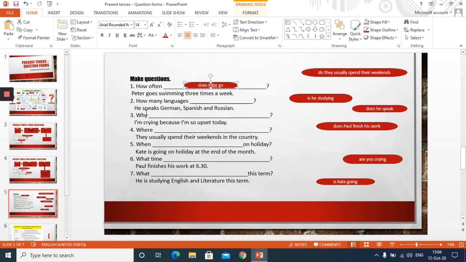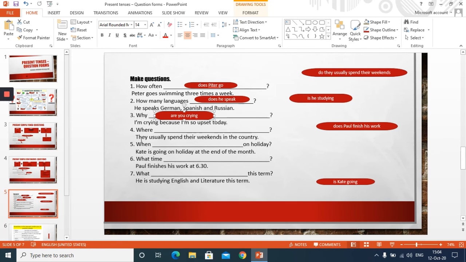The following sentence. He speaks German, Spanish, and Russian. Question word. How many languages? Think a bit. Yes, you are right. Does he speak? I'm crying because I'm so upset today. Question word why refers to this part, because I'm so upset today. Why are you crying? Please be careful. If we have subject I, you must use you in questions.